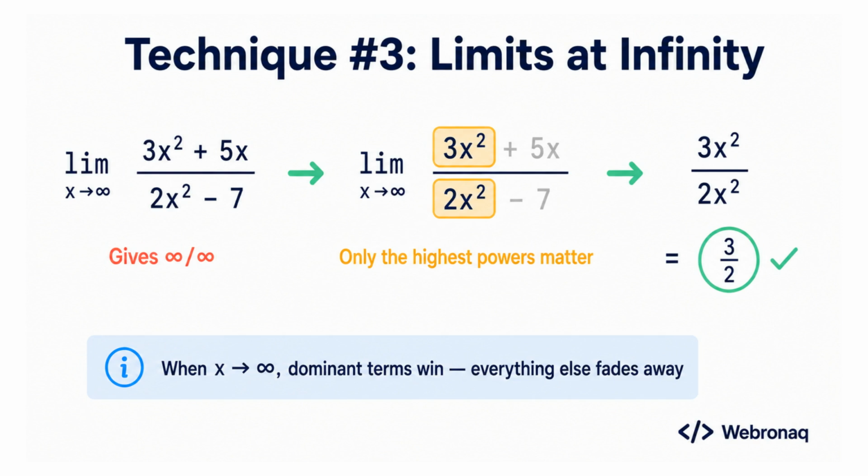So the shortcut is, keep only the highest power on top and the highest power on the bottom. 3x squared over 2x squared. The x squareds cancel. We're left with 3 over 2. So our limit is 3/2. That's the value the function settles toward, as x grows forever. And with that, we've covered the full toolkit.